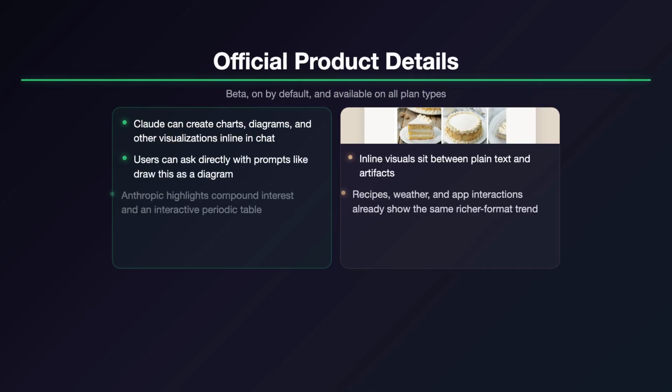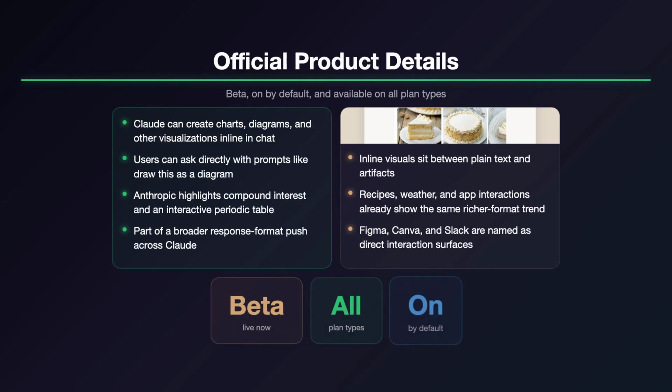Anthropic says this feature is in beta and available on all plan types. It is on by default. Claude can decide on its own when a visual helps, or the user can explicitly ask with prompts like "draw this as a diagram" or "visualize how this might change over time." The company also gives two simpler examples in the post: compound interest curves and an interactive periodic table.